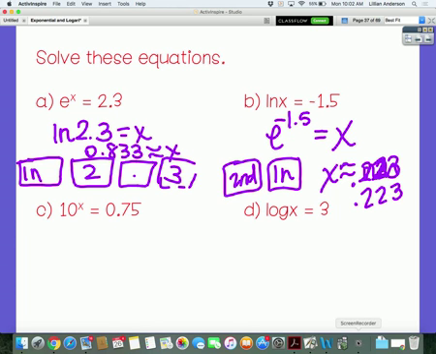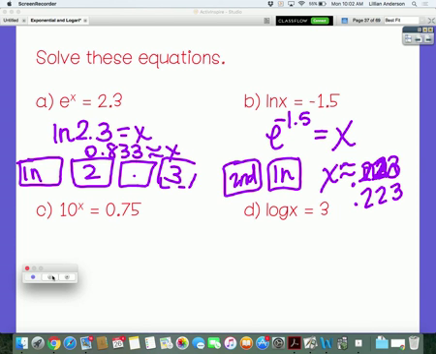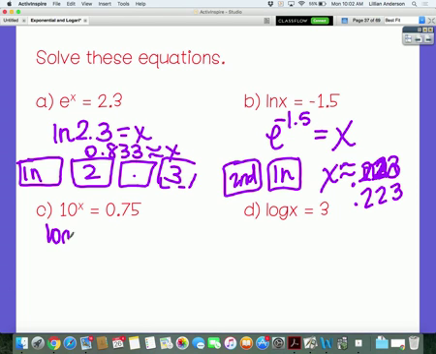Exponential or logarithmic form? So how do I write it in log? Because what's my base? 10. I don't have to write it. This is the thing on my calculator. I just take log 0.75.